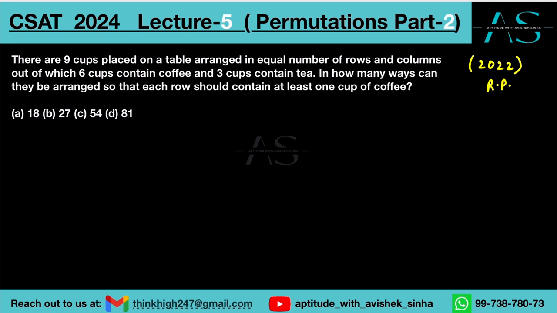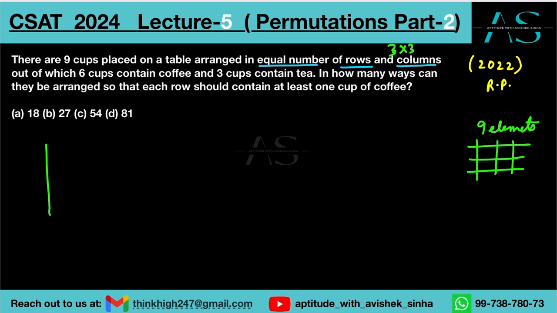There are 9 cups placed on a table arranged in equal number of rows and columns. Very important part. Equal number of rows and columns means, if you are looking at 9 elements, please understand, there are 9 elements, equal number of rows and columns. That means there are 3 rows and 3 columns. It's a 3 by 3 matrix. That means the row and the column are same.